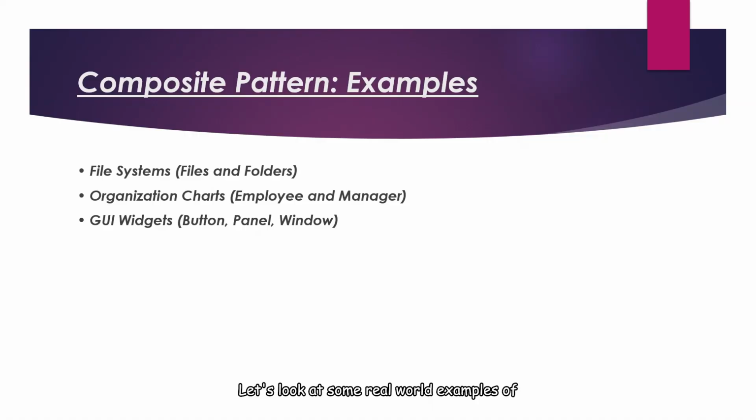Let's look at some real-world examples of the composite pattern. In a file system, files are leaf nodes, while folders are composite nodes that can contain other files or folders. This hierarchical structure allows us to interact with files and folders in the same way. In an organizational chart, individual employees are leaves, while managers or teams are composites that can contain more employees or other teams. In a GUI system, UI elements like buttons or text fields are leaves, while panels or windows are composites that can hold multiple UI elements. These real-world examples showcase how the composite pattern simplifies the management of complex tree-like structures.